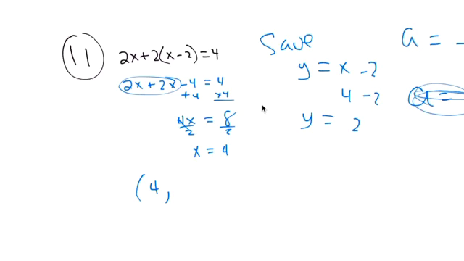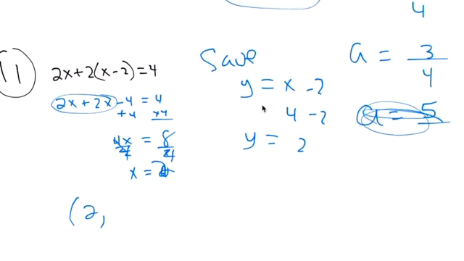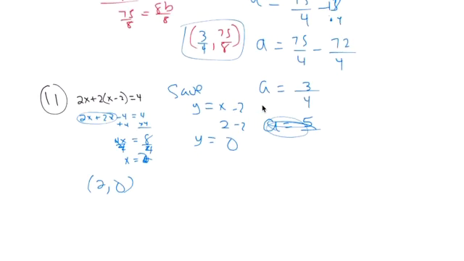I've got number 11, 2, 0. Oh, because here's 4. 2. And then you get 2 minus 2 is... okay. That's how you do that one.